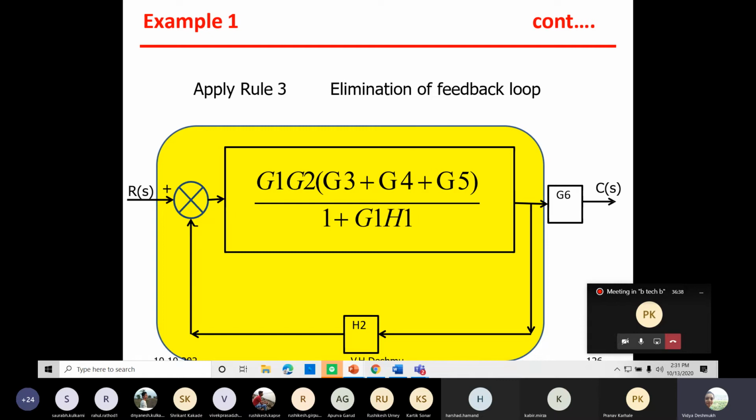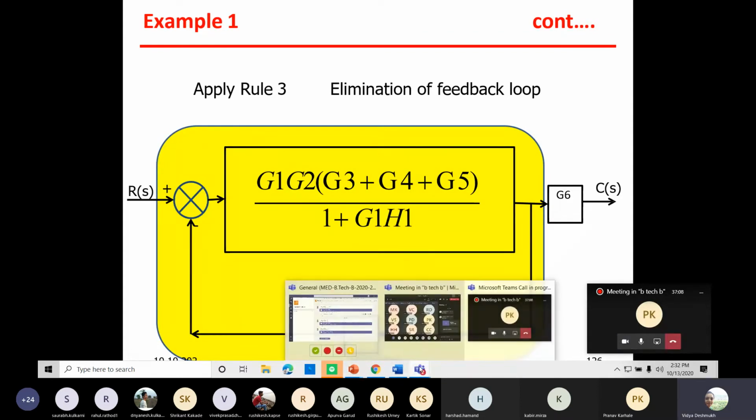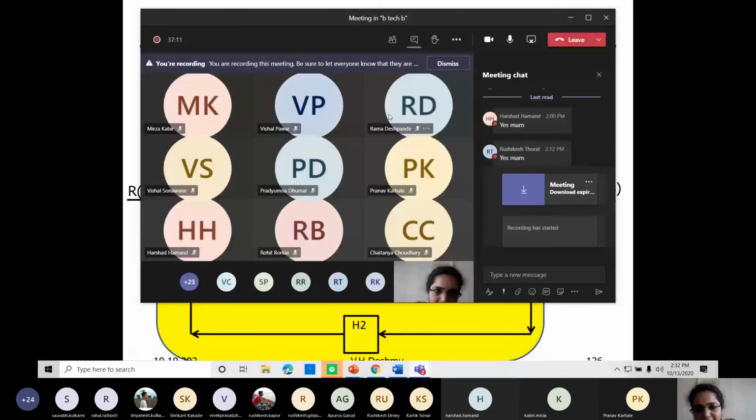Now here again H2 is connected in feedback with this block. So we can eliminate the feedback by again using rule number 3. I will show here how we eliminate the feedback. This is a big equation, so I have solved the same problem in a notebook. So this is the block.